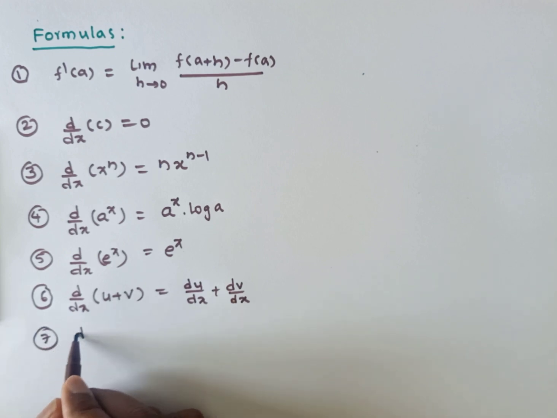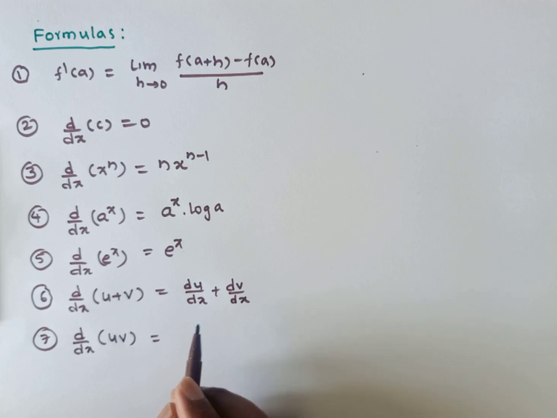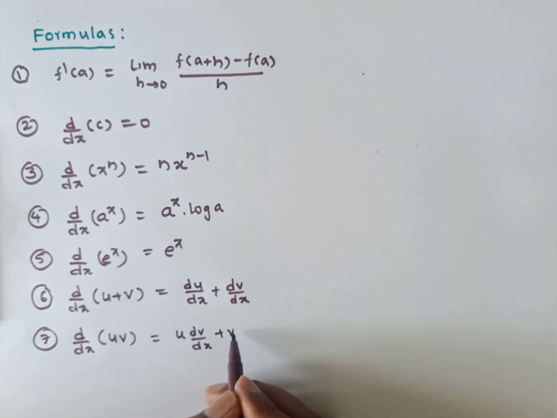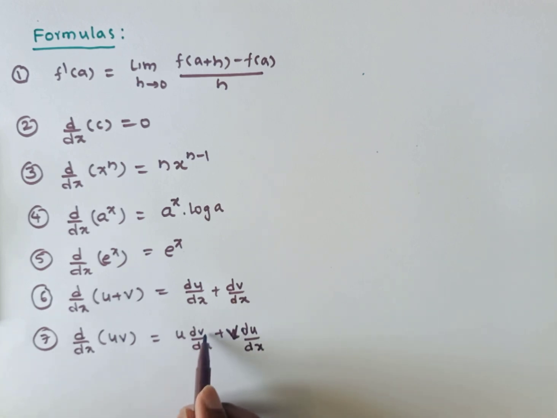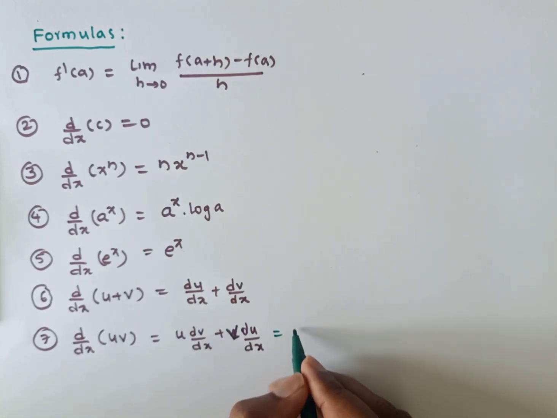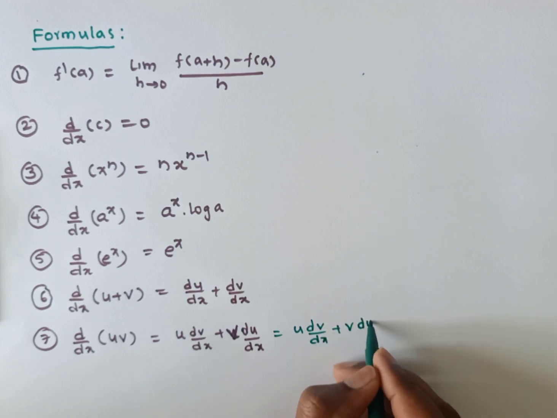And the next is the product rule, right? d by dx of u into v, where u and v are differentiable functions in x, then derivative of u into v is u into derivative of v plus v into derivative of u. Okay, see what I wrote here: u into dv by dx plus v into du by dx.